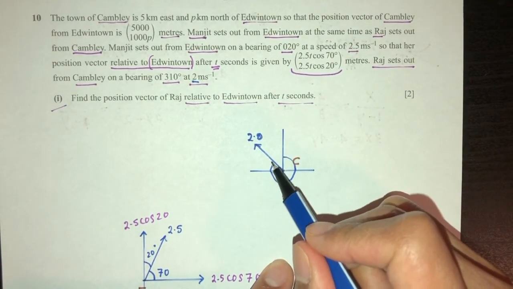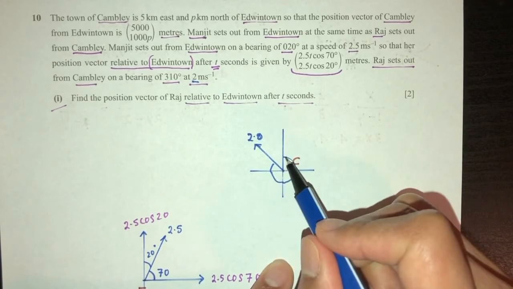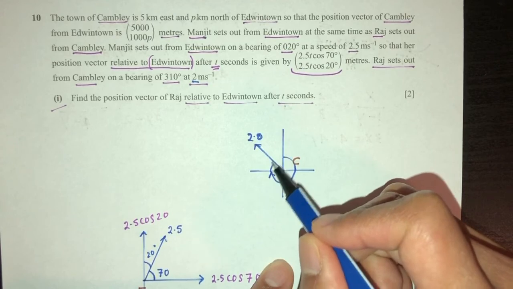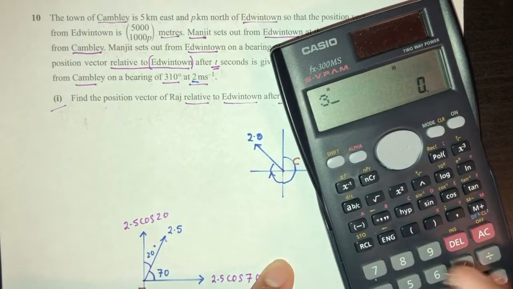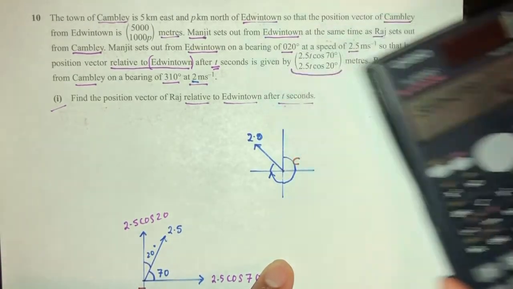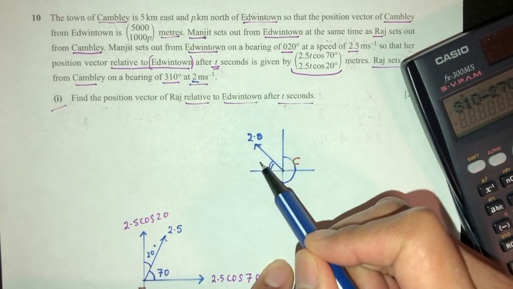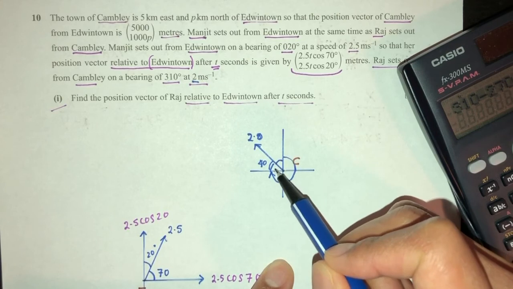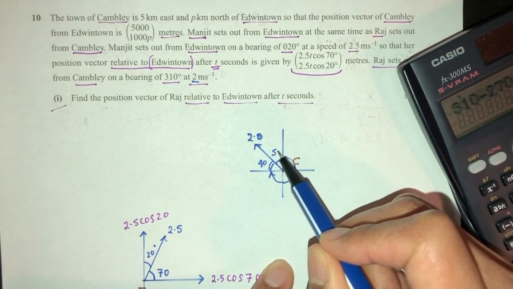Now, this is a bearing of 310. So what is this angle? We know that this till here is 270, and this one makes part of the 310. So that will be 310 minus 270, that will be 40. So this angle here is 40. And what is this angle? This is 90, this is 40, so this will be 50.